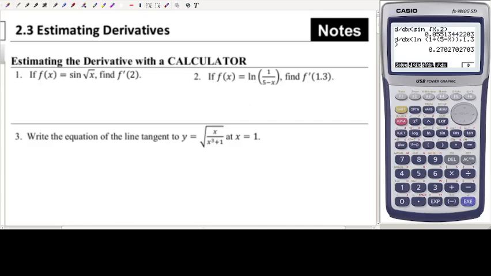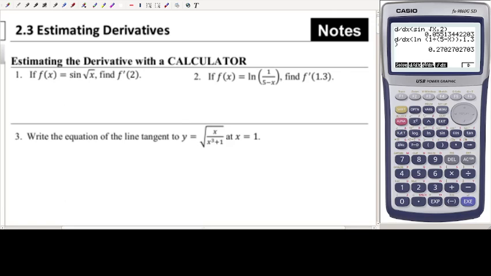This lesson is on estimating derivatives. And in the last lesson, you learned how to find the general derivative of a function, the expression of the derivative of a function, using the definition of a derivative using limits. And that works really well to find the general limit. It just takes us a lot of work.